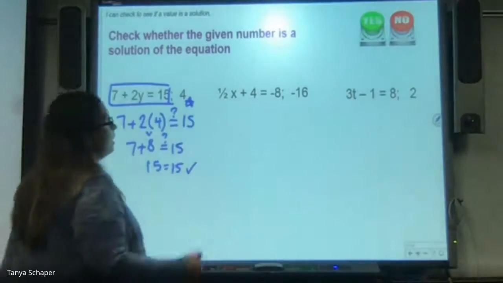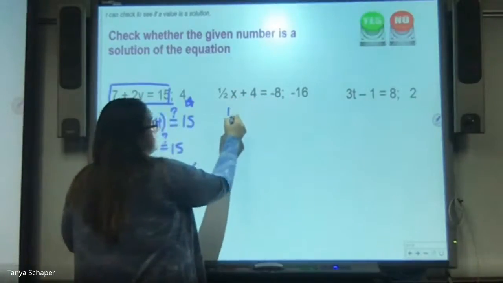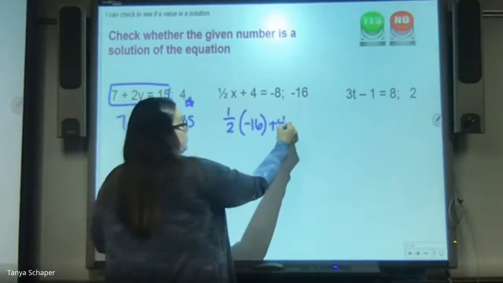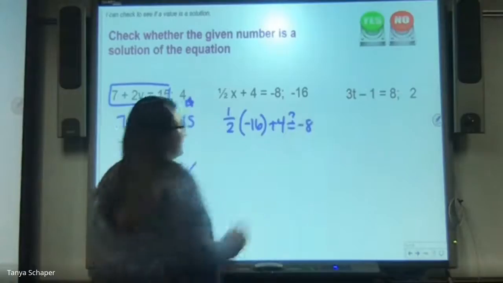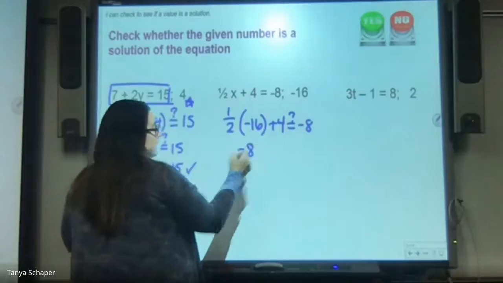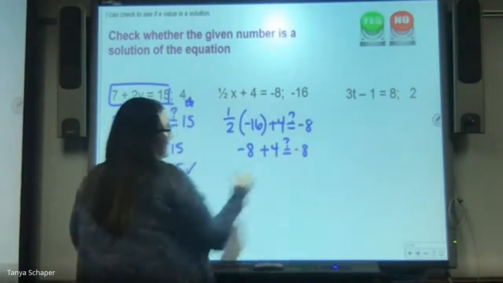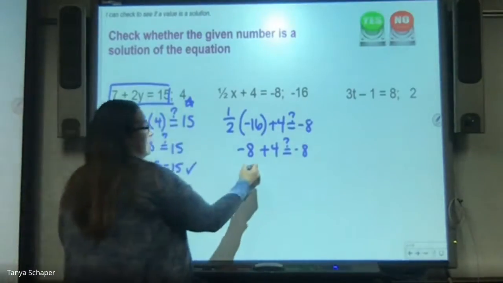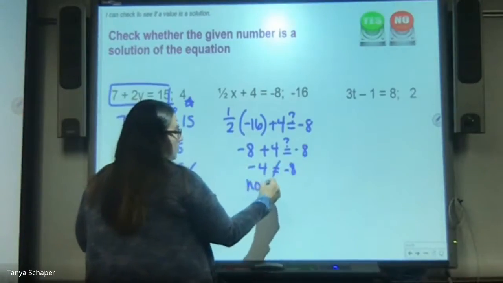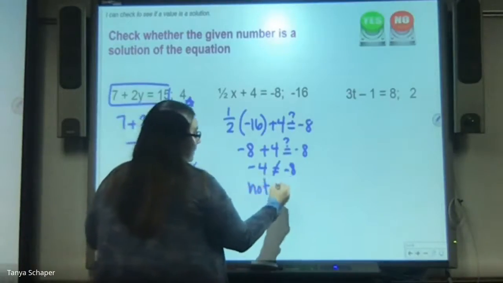Okay. All right. Next one, I'm going to put negative 16 in for x. Is 1/2 times negative 16 plus 4 the same as negative 8? 1/2 times negative 16 is negative 8, plus 4. Is that the same as negative 8? Negative 4 is not the same as negative 8, so not a solution or not correct, however you want to write it.